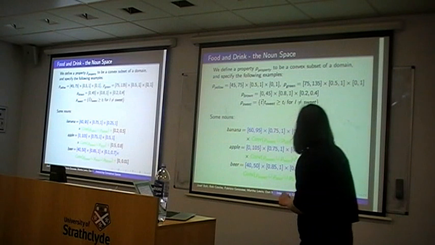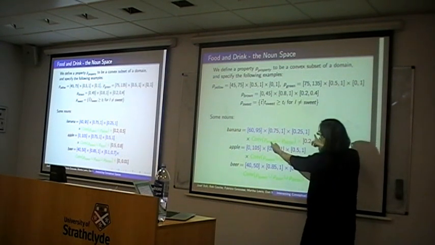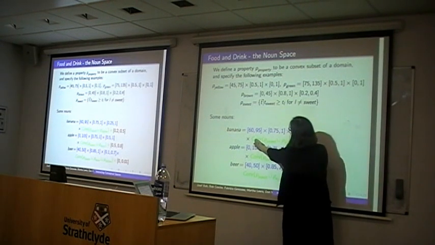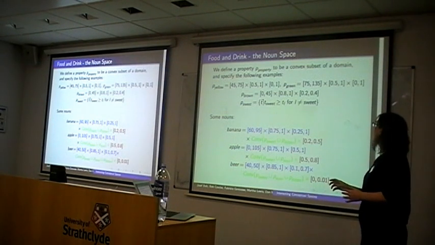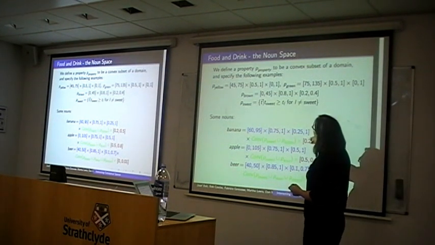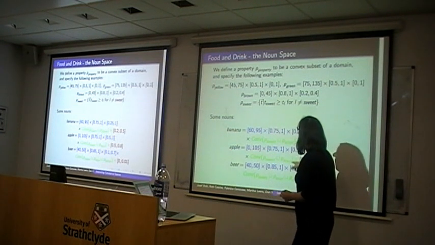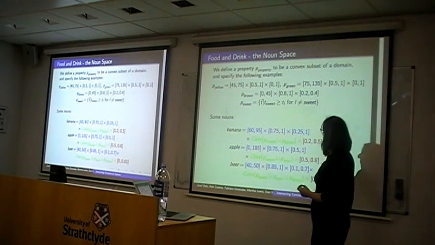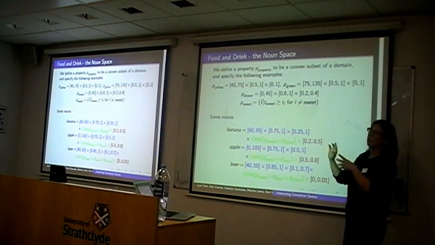So some nouns. The colour coding here is just saying, so banana, this is the colour domain of banana, this is the taste domain, and this is the texture domain. So this is a sort of greeny yellow colour, and then a particular sort of set of tastes, and then the texture is fairly soft.